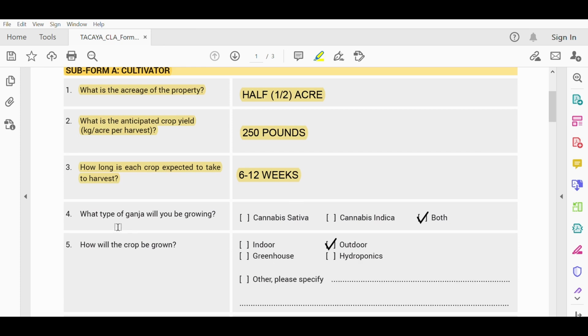For 4, it's asking about the type of ganja you're going to be growing. Here, you're not listing the strain names. You're just listing pretty much the family types. So we have sativa and we have indica. Now, in most cases, you don't know if you're going to be growing a sativa or indica, depending on what contract you may get or what the market is demanding. So you just want to select both for that.